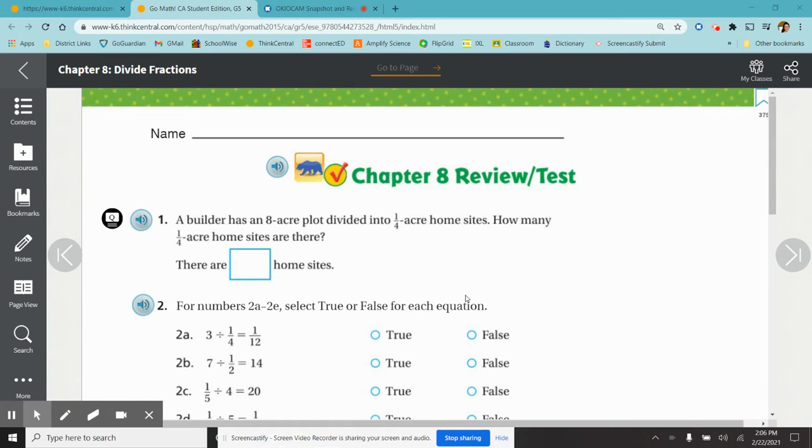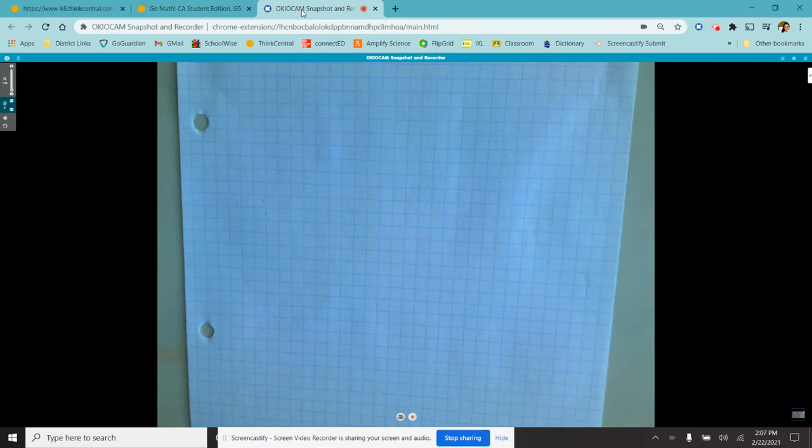Hello, fifth grade. Today we're going to do the first half of our chapter 8 review. So you need to tear out pages 379 all the way through 384, technically the last 3 pages of the chapter review. I'm going to have your graph paper out. We're going to start by labeling our graph paper, and then we'll start with number 1.